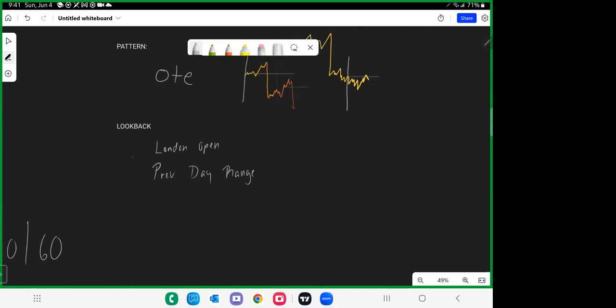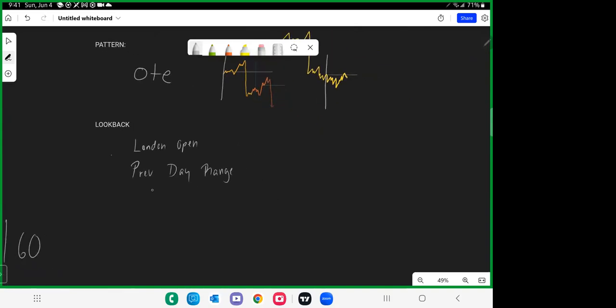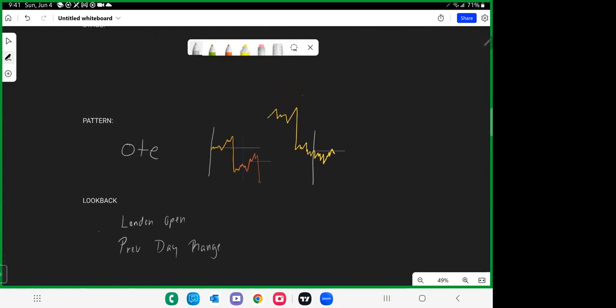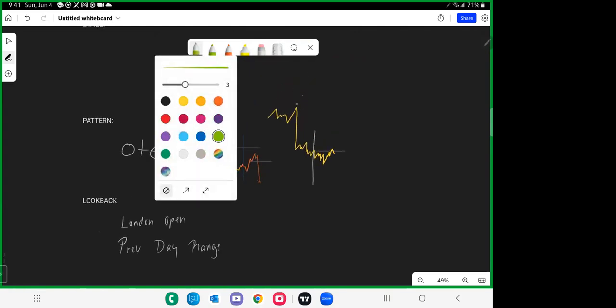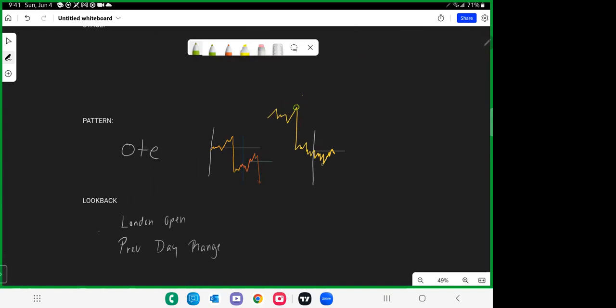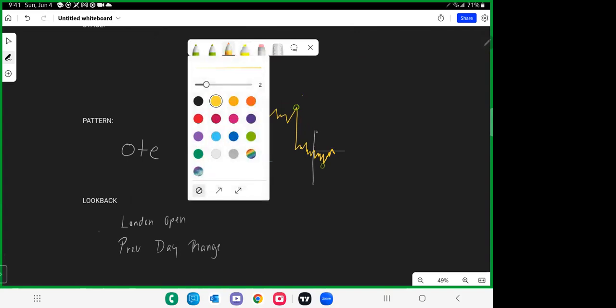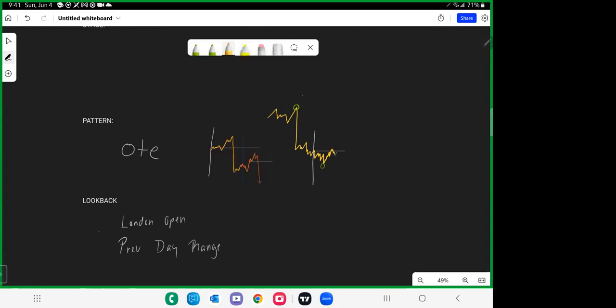Okay. So London open, can't use it. Then we go to previous day's range. So I'm looking at previous day's range and I want to find the potential for my optimal trade entry from there. So this was Wednesday. This was actually Wednesday of last week. We didn't even have 8:30 news.